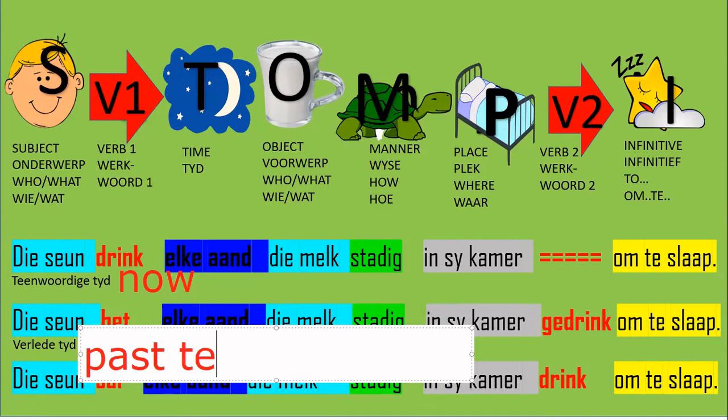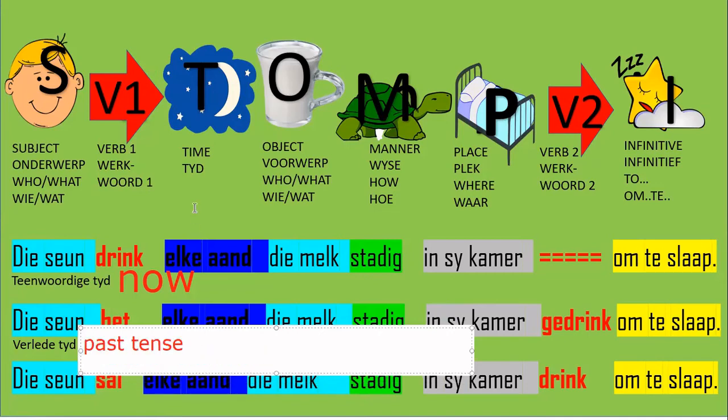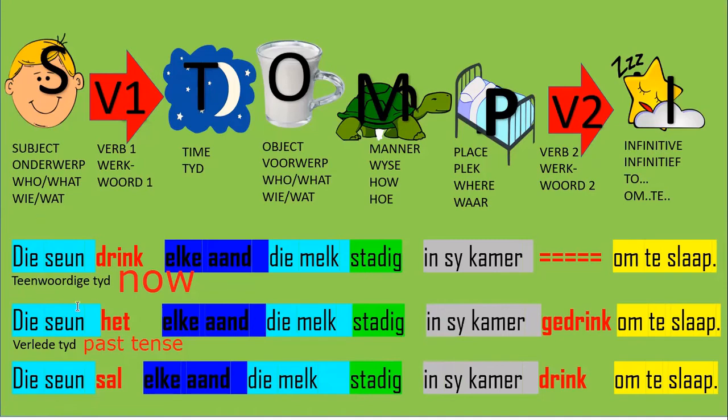Past tense. Ek kan hierdie 'n bietjie kleiner maak, dis 'n bietjie te groot. Ons maak dit so. Past tense en dit is verlede tyd. Het gedrink. Onthou dit. Het en ge. You see the little lines. Het en ge is always past tense. Die seun het elke aand die melk stadig in sy kamer gedrink om te slaap.